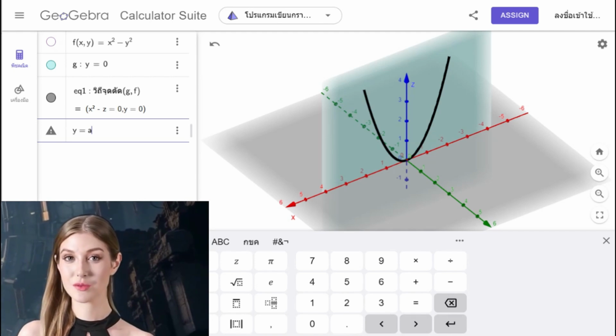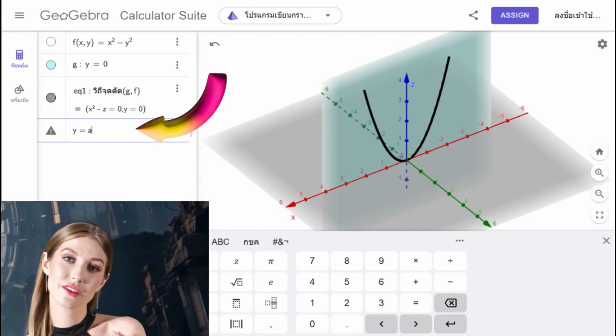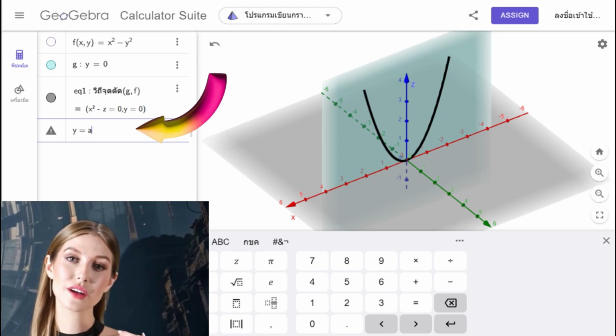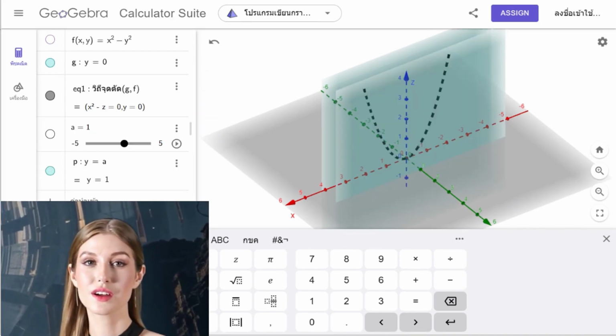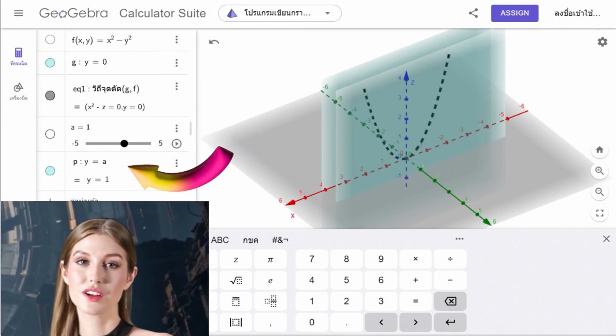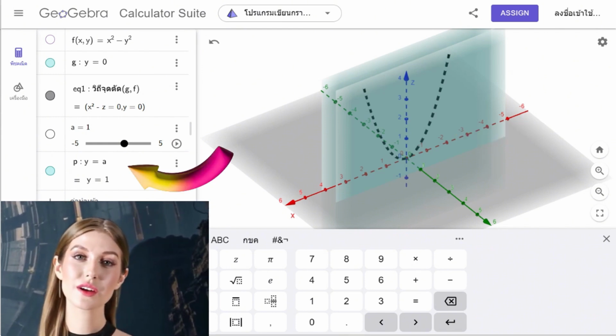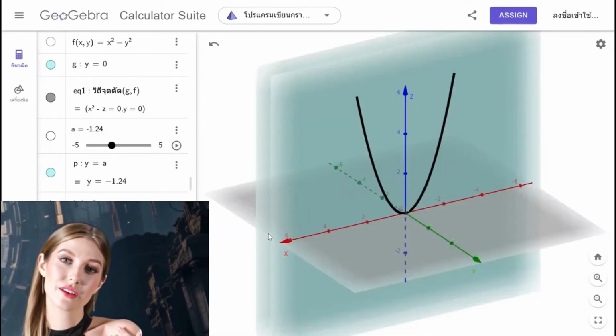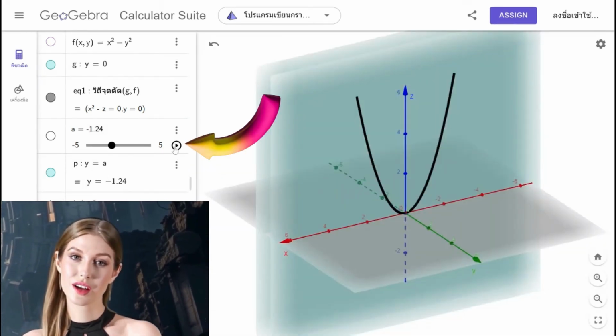We can create the plane where y equals any constant. Let's write y equals a and press enter. A plane y equals 1 is created. GeoGebra makes a a parameter, ranging from -5 to 5. Click the play button.